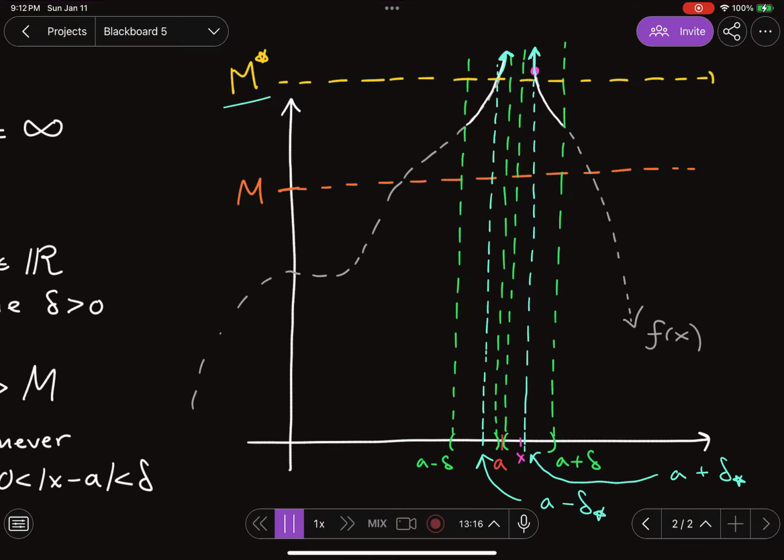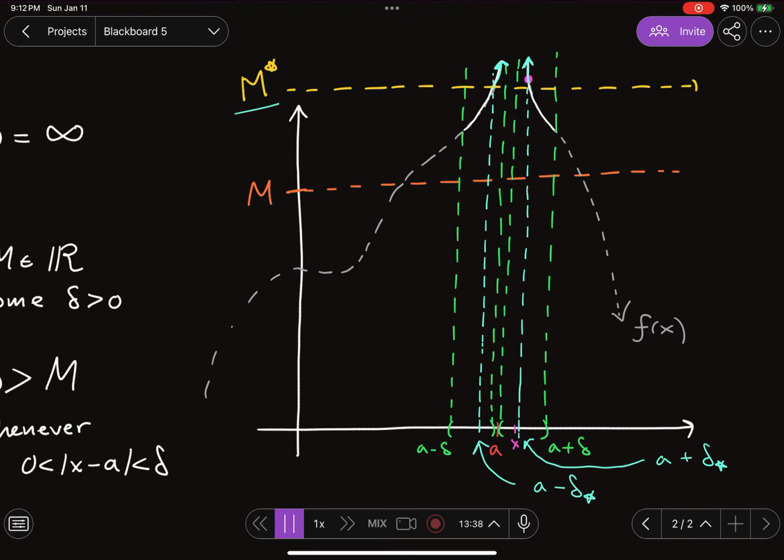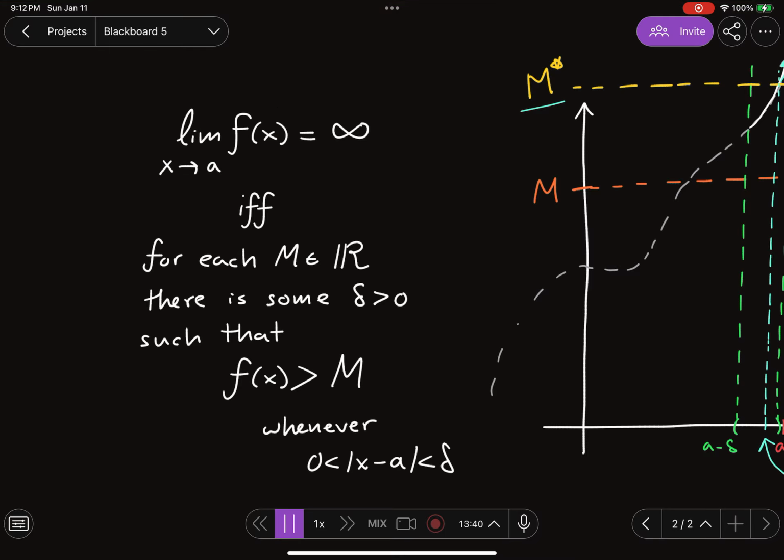And if that will occur for every single large number m, in other words, if I bring this m higher, then I can just force this delta to be smaller and only observe these tiny little x values that are barely away from a. But if that delta always exists no matter what m is handed, then we can say that by definition, f of x increases without bound as x approaches a. Or in other words, the limit of f of x as x approaches a is equal to infinity.